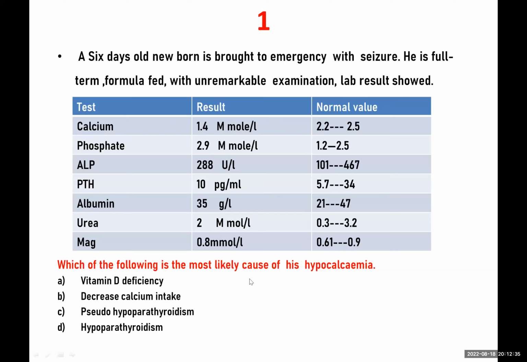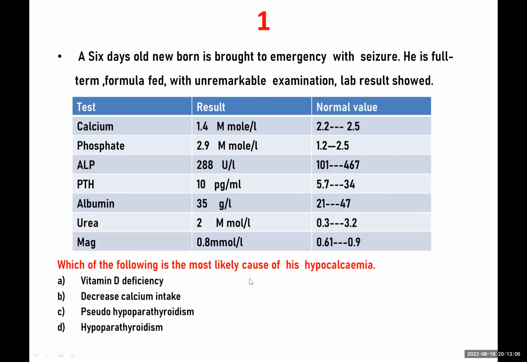Yeah, different answers. So this is a very important slide. Please concentrate. What is the problem of the child in this slide? This child has low calcium. So the calcium is low, the phosphate is on the higher side, and the alkaline phosphatase is normal. Am I right? The PTH is normal, urea is normal, and the magnesium is normal. So you don't have a level of vitamin D.